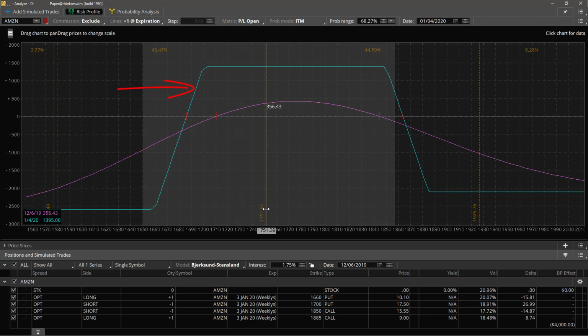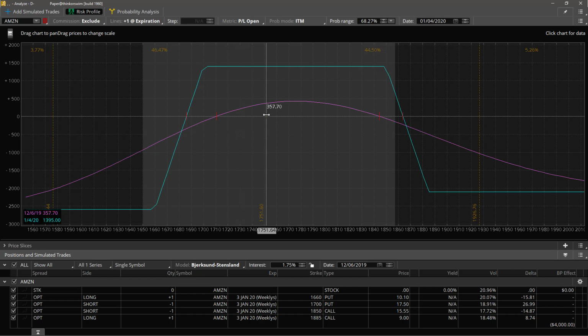The blue line is the value of this trade at expiration. So if the price continued to stay, unlikely as it is, at $1751.60 all through to expiration, on expiration day, this trade would be valued at $1,395. The $357.70 value appears both here and here. The value at expiration appears right here, and it's color-coded to match the line.